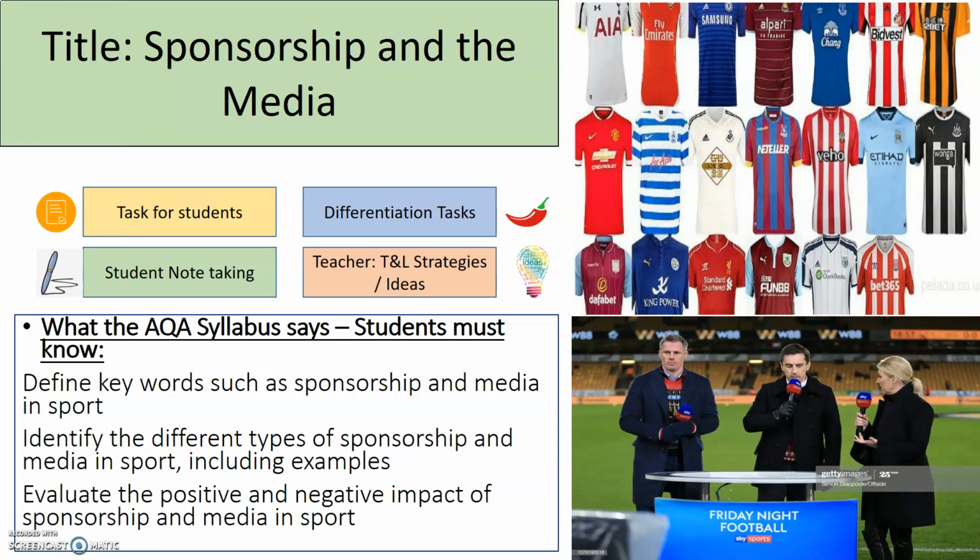So in regards to this topic, what does the syllabus require us to know? We need to know the key definition of sponsorship, specifically what we mean by that keyword, and also the aspects of media in sport. Once we understand those two concepts, we think about the different types of sponsorship and media in sport, and can we give different examples of that? So we're showing a bit of AO2, and then for the AO3, we're looking at evaluating the positive and negative impacts of sponsorship and the media in sports.